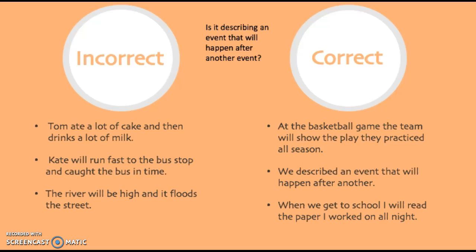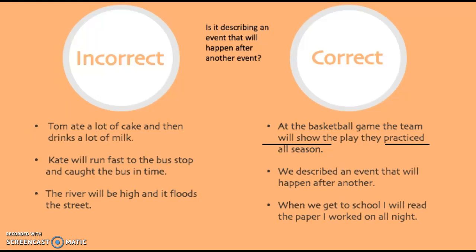Alright, so let's look at the correct sentences first. So at the basketball game, the team will show the play they practiced all season. So they will show the play that they practiced all season. So again, is it describing an event that will happen after another event? Well, let's see. The team will show the play, so this is something that will happen after they practice all season. So it makes sense that this one's correct.